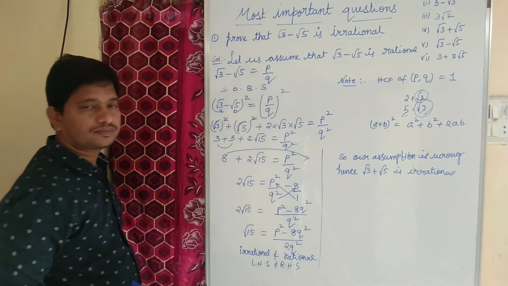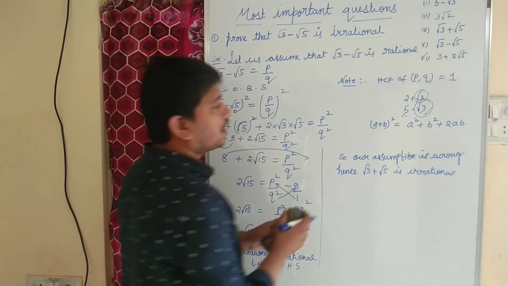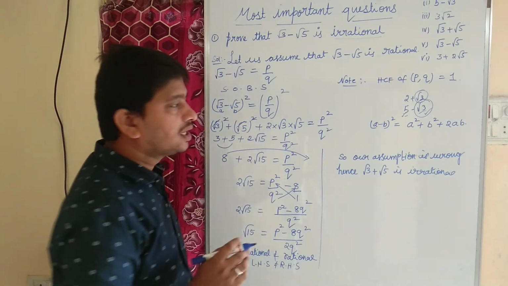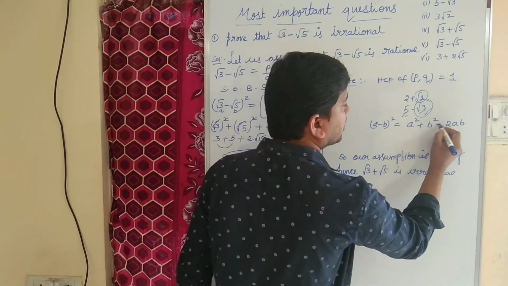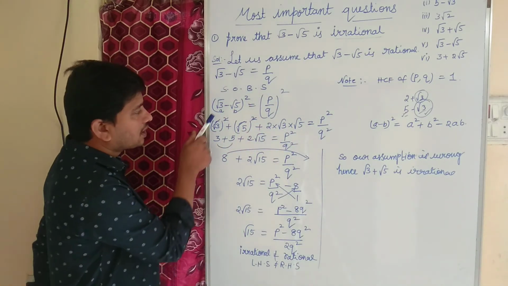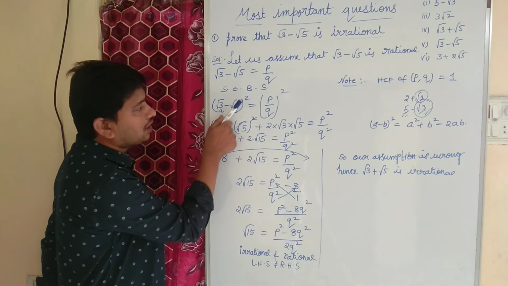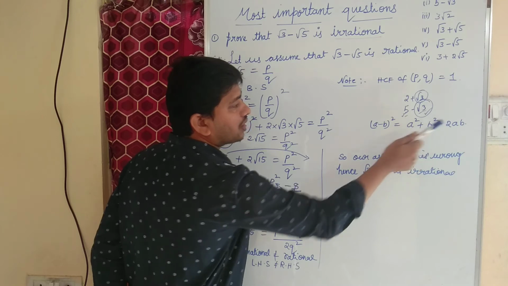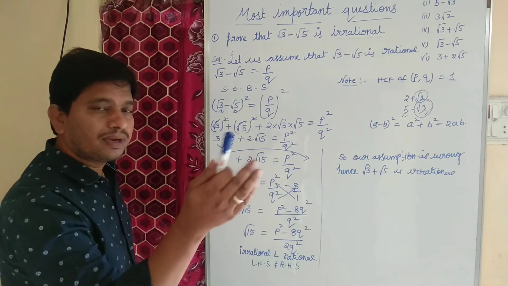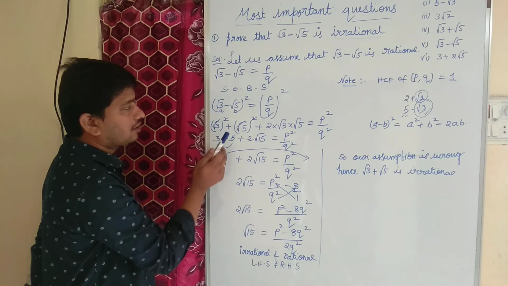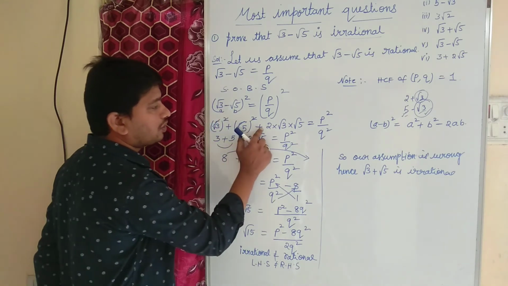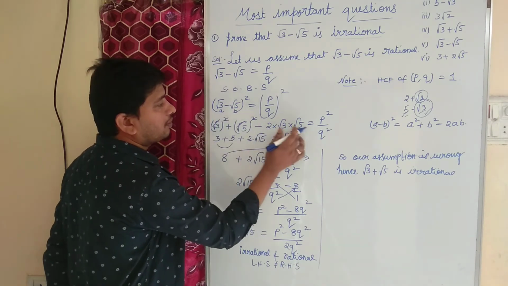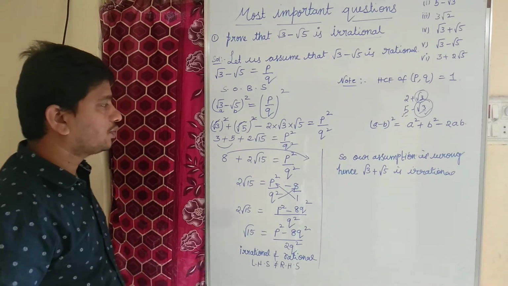Children, what is the formula of (a minus b) whole square? Formula of (a minus b) whole square is a square plus b square minus 2ab. Because it is in the form of (a minus b) whole square. If it is (a plus b) whole square, it is a square plus b square plus 2ab. Here what you will get, children? Here you will get minus 2ab equal to p square by q square.